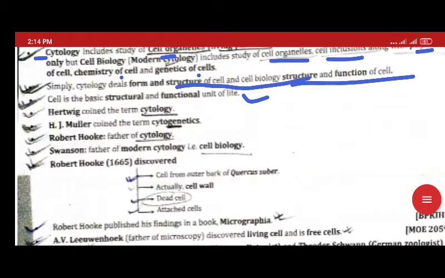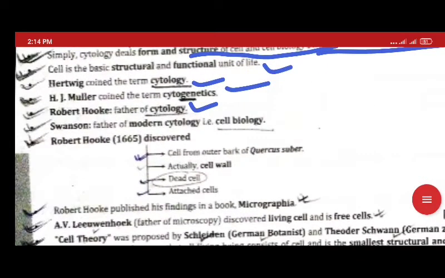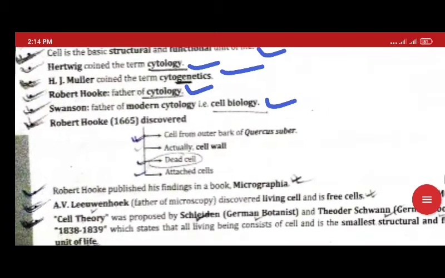Now Hartwig coined the term cytology, Mueller coined the term cytogenetics, and Robert Hooke is known as the father of cytology. Swanson is known for modern cytology, that is cell biology.